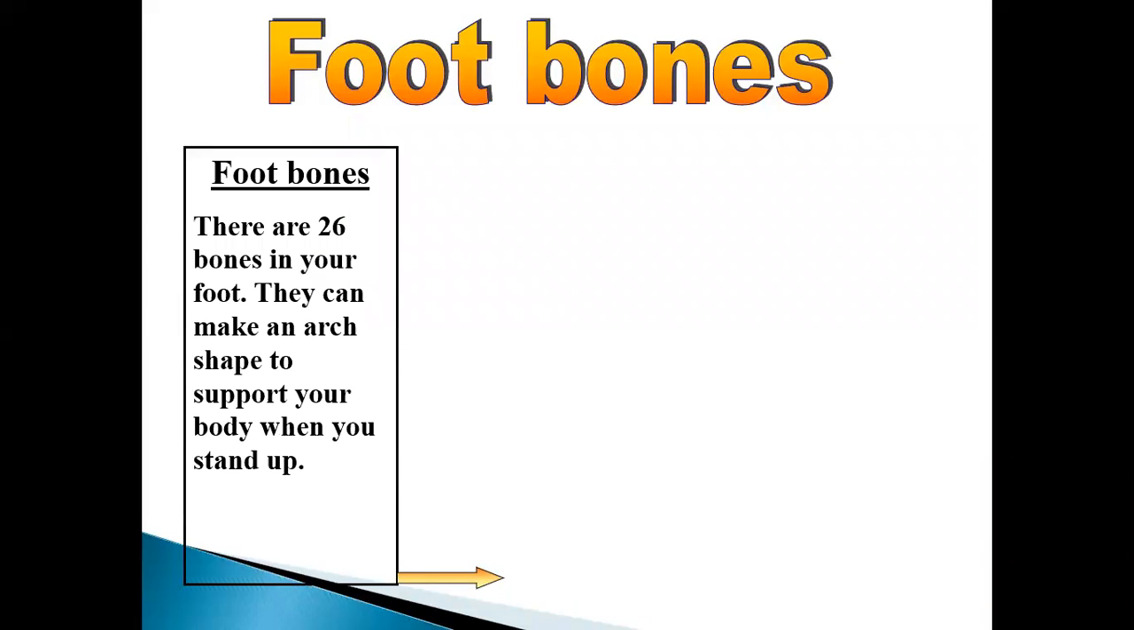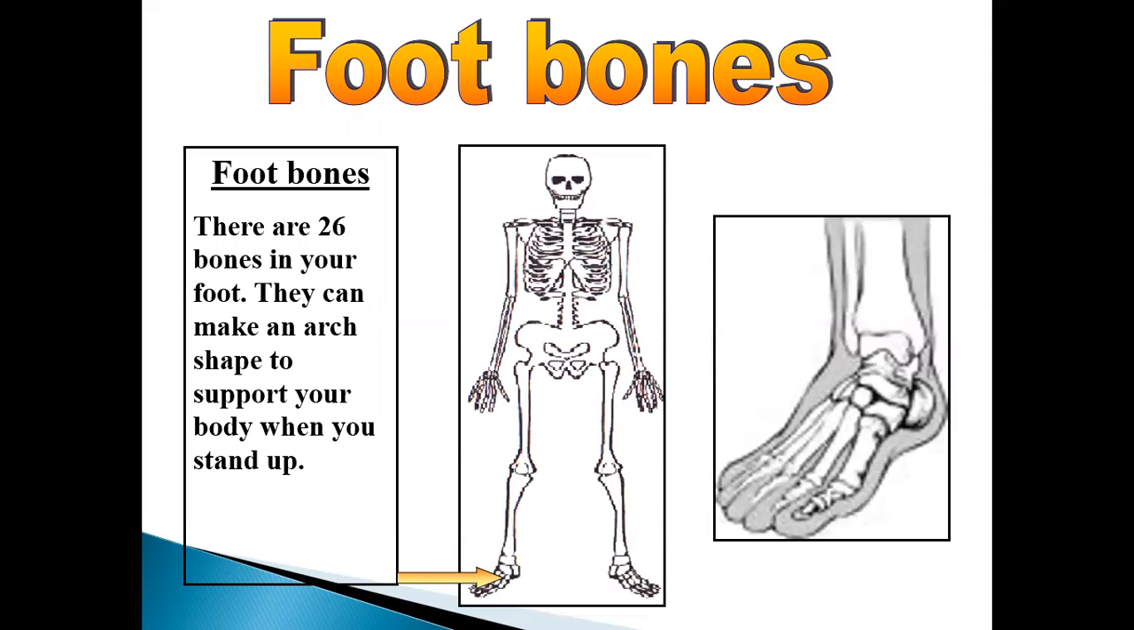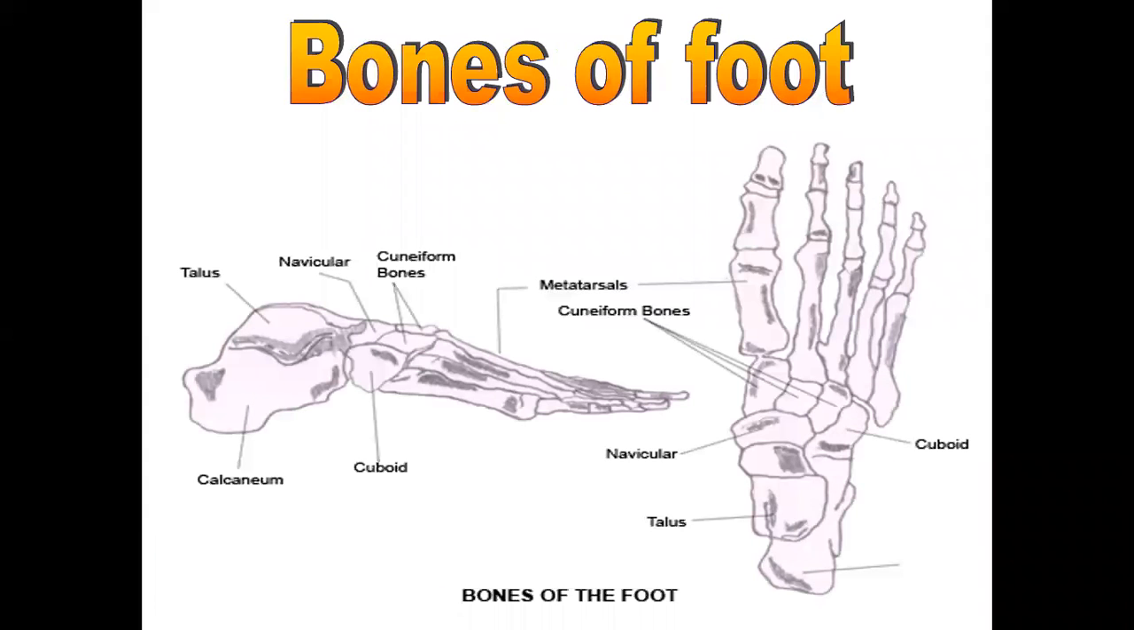Foot bones: there are 26 bones in your foot. They can make an arch shape to support your body when you stand up. So it is somewhat like this. Let's look at the foot bones. A very important one is the heel, called the calcaneum, and there is the cuboid. Talus. Then we have the medial, lateral, and intermediate cuneiform bones, and there is a navicular bone.